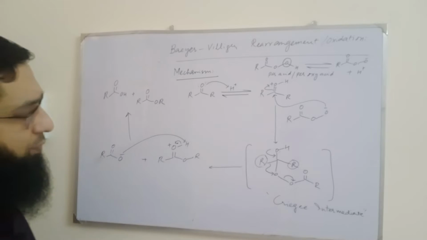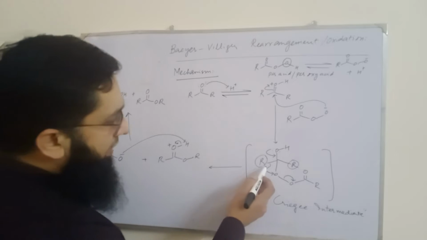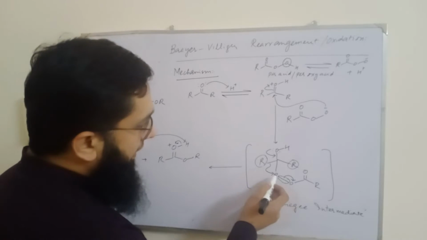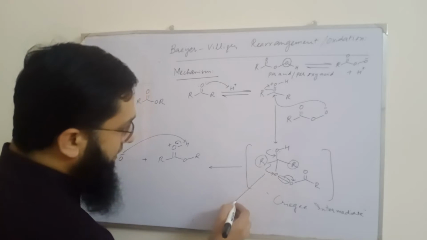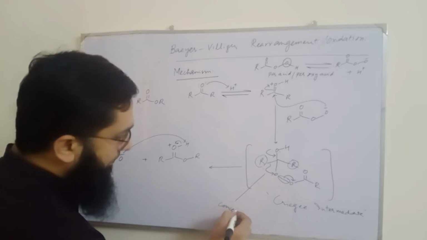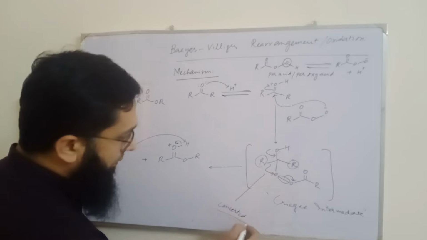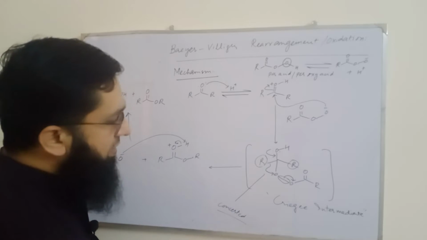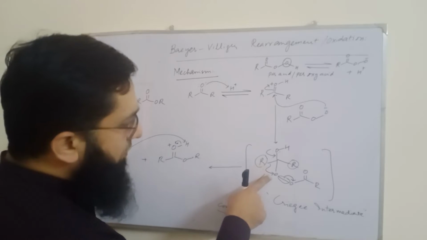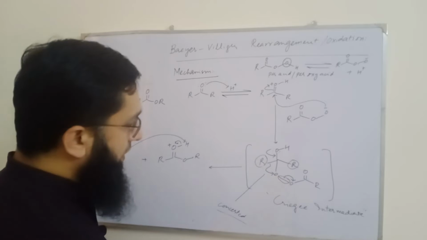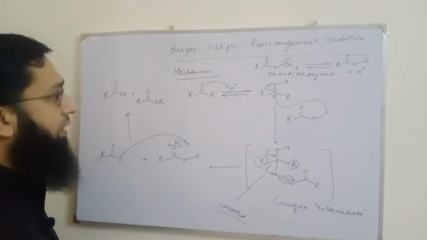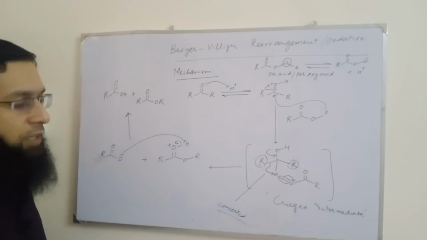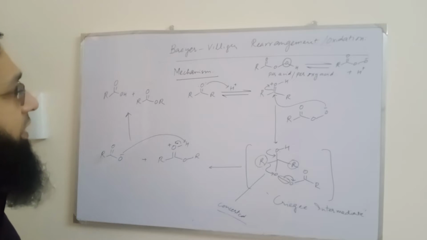It is important to note that the bond breaking and migration takes place in one step, so this reaction is concerted. In a single step, the migration takes place as well as the bond is broken. So this is a concerted reaction. I hope this is clear to you. Now we see some characteristics of this rearrangement.